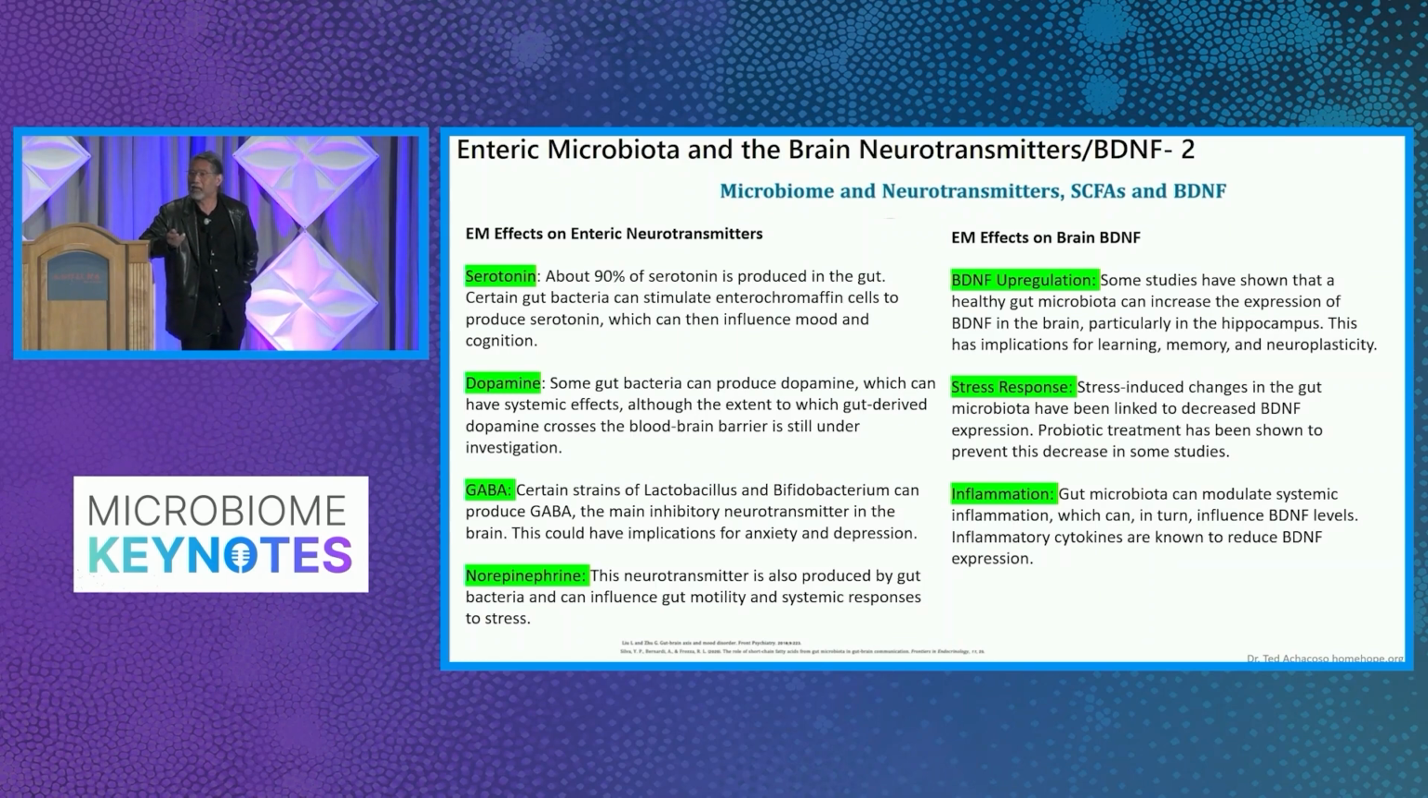So again, the main perspective here, even if you don't remember any of this, is that the gut is itself a second brain, right? It has its own neurotransmitters, its own hormones, and you should respect it as that. So the enteric microbiota effects on BDNF, you have BDNF upregulation, stress response. If you have stress-induced changes in your gut, it will actually decrease your BDNF. And for inflammation, of course, gut microbiota can modulate systemic inflammation, which can in turn influence BDNF levels.